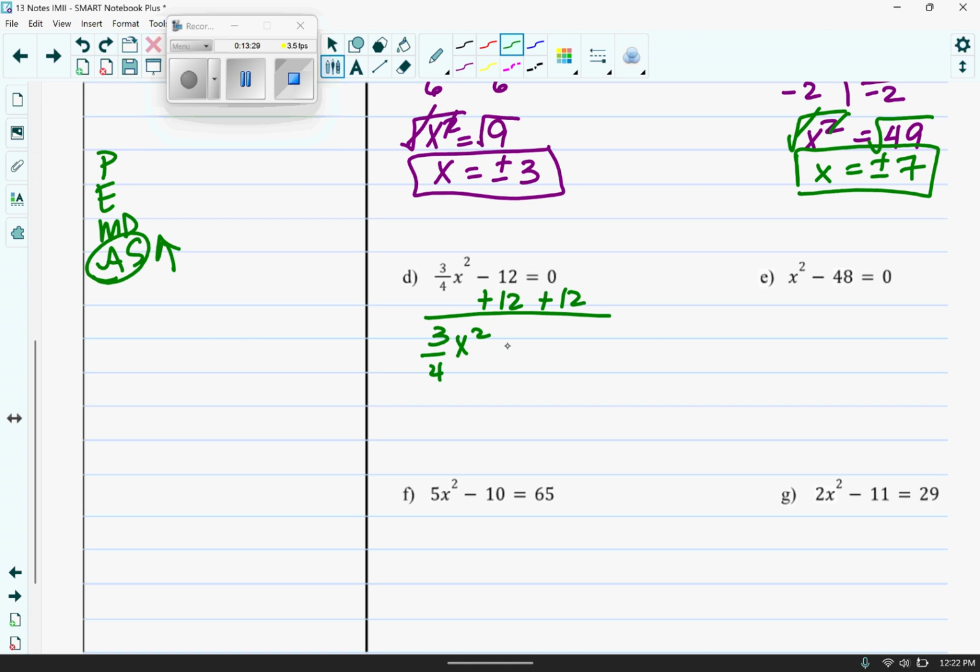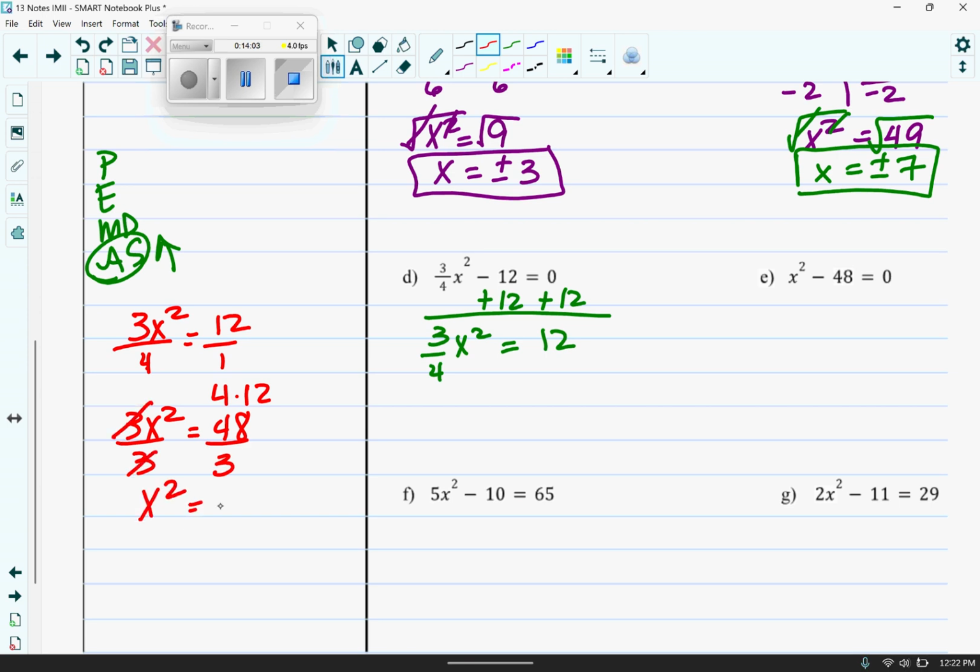3/4 x squared is equal to now 12. Now that can be a couple different things. I could write that as 3x squared over 4 equals 12 over 1. Undo, cross products are equivalent. And so basically 1 times 3x squared is 3x squared. And then we can say 4 times 12, right, because 4 times 12 gave me 48. And then divide by 3, divide by 3. And we get x squared is equal to 16. So x is equal to plus or minus 4. That's one option.